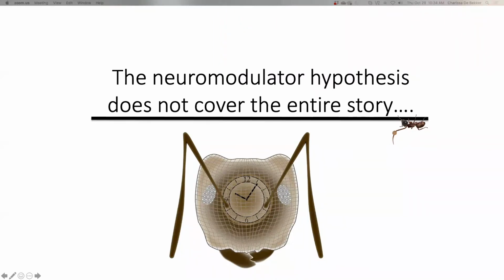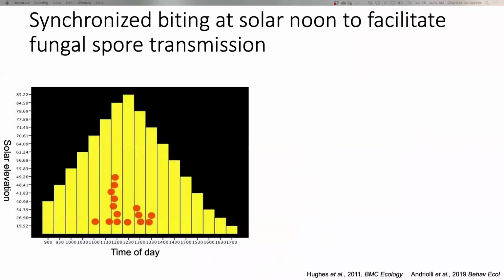So what I want to do with the rest of that time is to step away from the neuromodulator hypothesis a little bit and talk about the clock hypothesis that we have, because the neuromodulator hypothesis does not cover the entire story. One of the things that I left out of the life cycle, which I explained briefly in the beginning, is that the biting behavior and this climbing doesn't just happen at any time of day. It seems to be synchronized at solar noon.